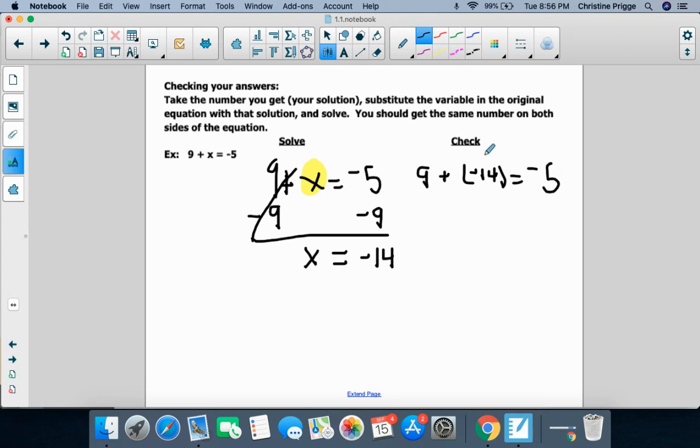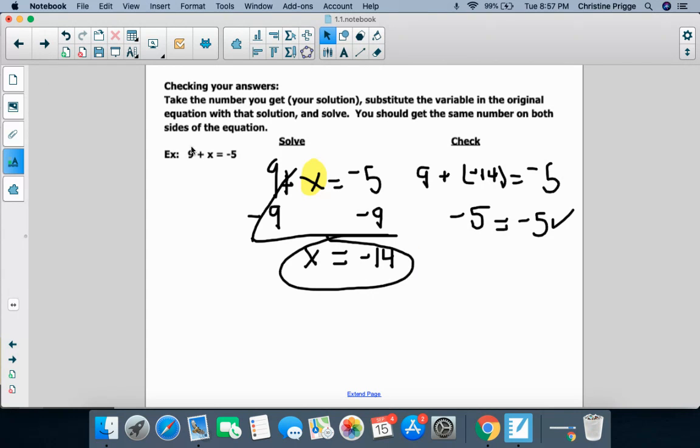What is 9 plus -14? Well, -14 is my larger absolute value. If I subtract 9 from 14, I get 5. And I use the sign of my larger absolute value, which is the 14 sign, which is negative. And I get -5 equals -5. And this is my check. So I know now that my solution has to be -14. So x's value is -14.